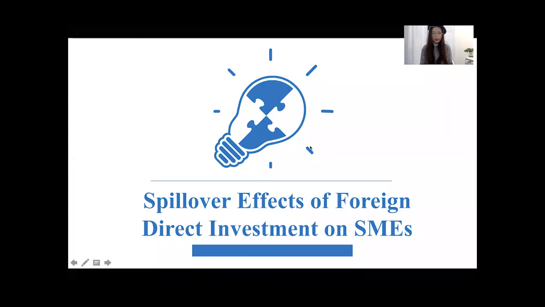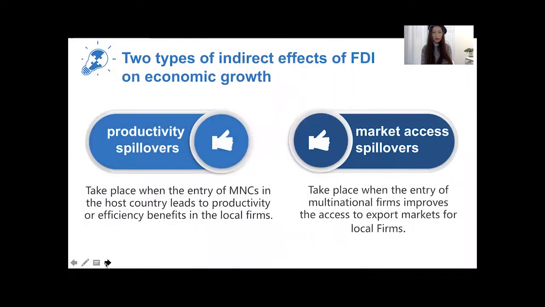The third part is spillover effects of foreign direct investment on small and medium enterprises. There are 2 types of indirect effects of FDI on economic growth. The first, productivity spillovers, often take place when the entry of multinational corporations in the host country leads to productivity or efficiency benefits in the local firms. Second, market access spillovers often take place when the entry of multinational firms improves the access to export markets for local firms.